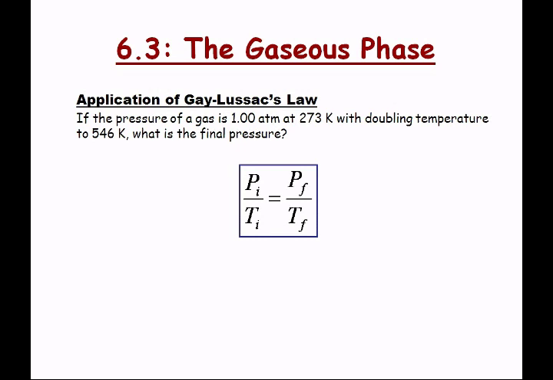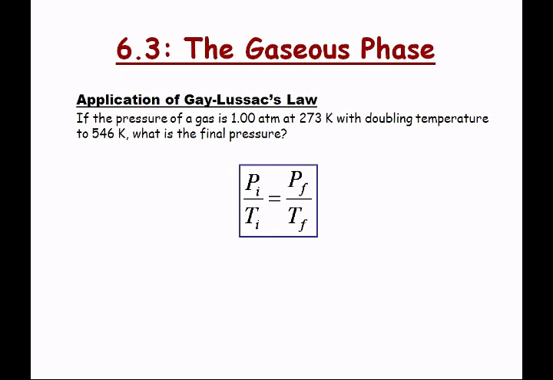Okay, so if we look at this, the way I usually do these problems is go ahead and write all of them out: Pi equals, Ti equals, Pf equals, and Tf equals, because this way you can really figure out which variable you're looking for, and then you can manipulate your equation.